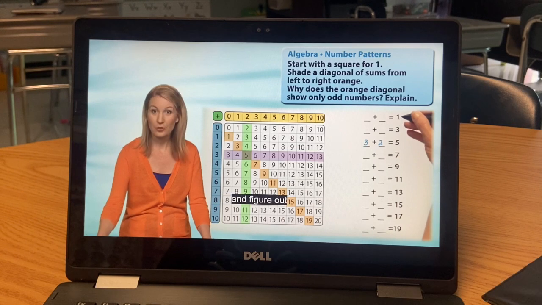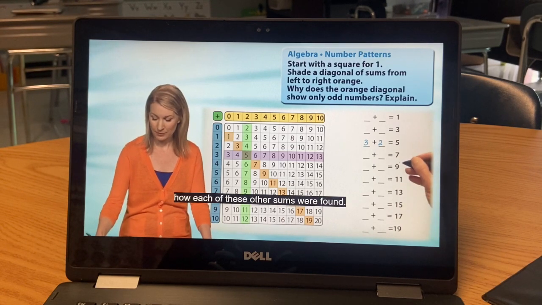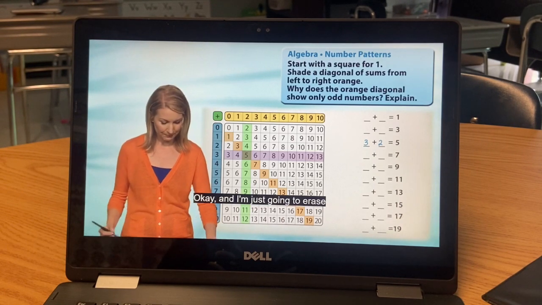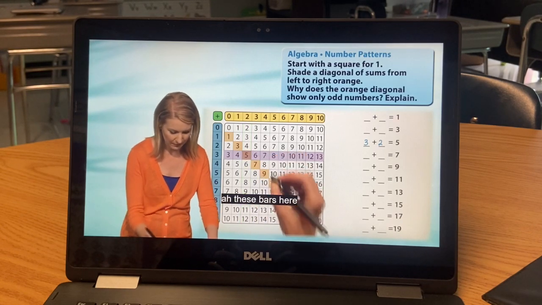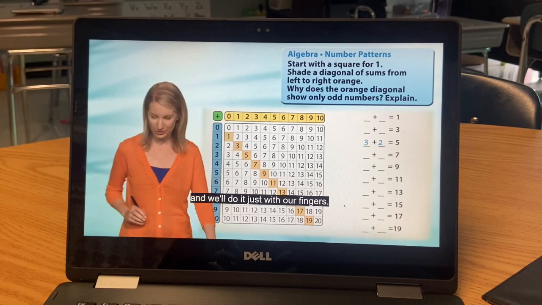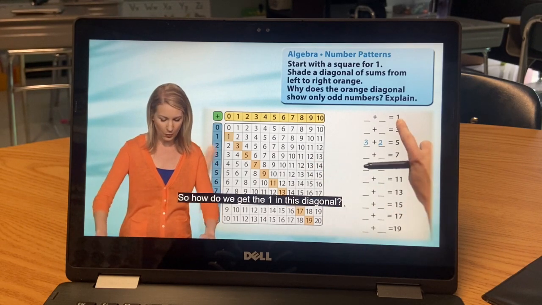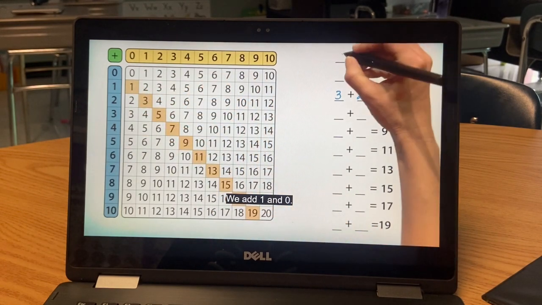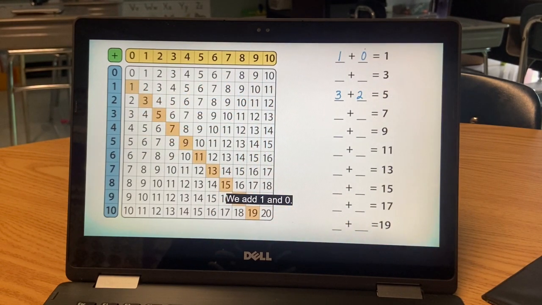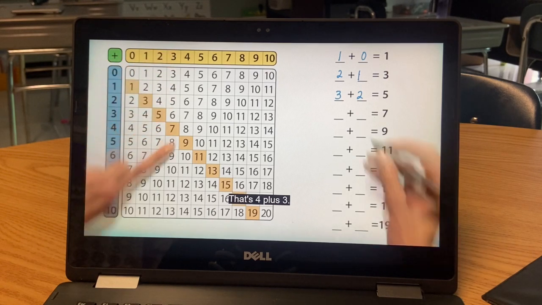And let's go ahead and figure out how each of these other sums were found. I'm just going to erase these bars here, and we'll do it just with our fingers. So how do we get the 1 in this diagonal? We add 1 and 0. And then how do we get the 3? That's 2 plus 1. How do we get the 7? That's 4 plus 3.